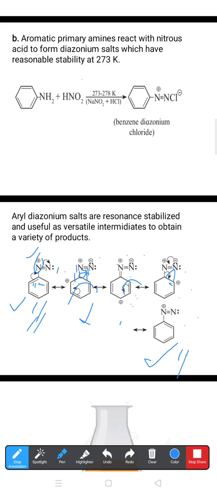And the difference is what? From this one, double bonds are shifted over here, so double becomes single, single becomes double. So in this way, they provide stability to the aryl diazonium salt, and this stability is provided with the help of resonance. So these are resonance stabilized structures of the aryl diazonium salts.